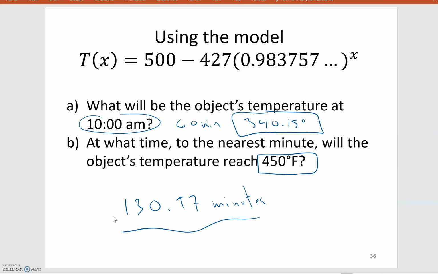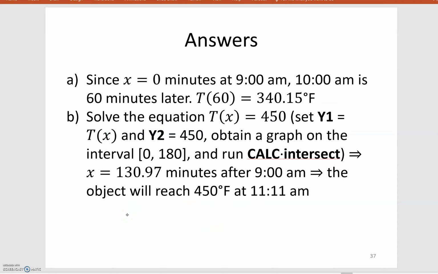So we started at 9 a.m. So that's going to be 11:10, 11:12. 130.97.